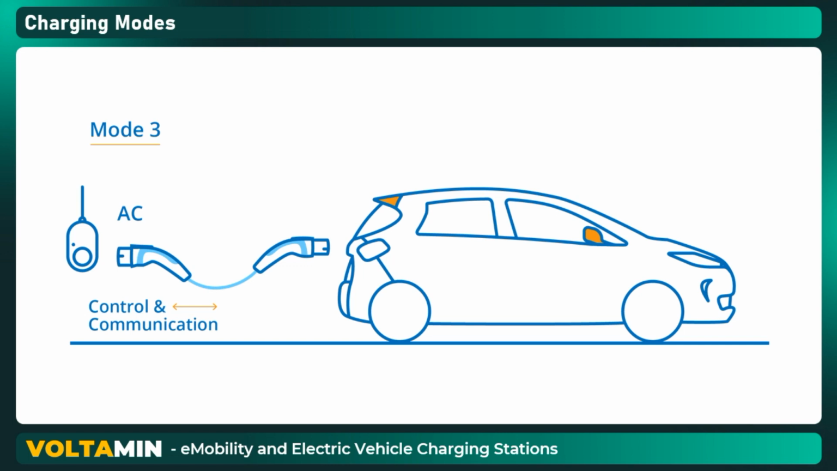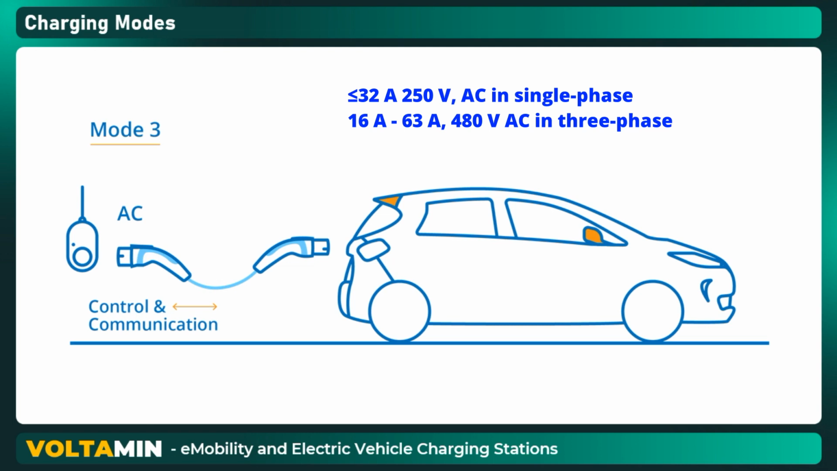Charging in Mode 3 works similarly to charging in Charging Mode 2, except that the wall box is hardwired to the building's power supply. Therefore, the Charging Mode 3 charging station is not mobile. The charging cable is either connected to such a charging station or you need to bring your own charging cable.